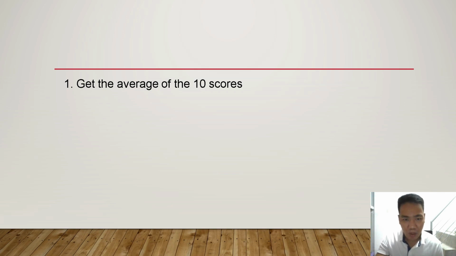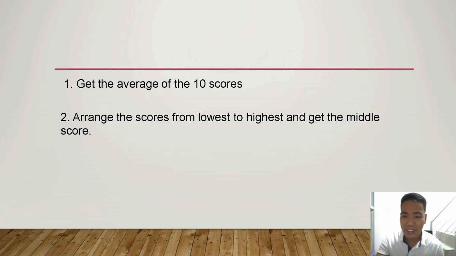After getting the average, I have here the next one. You have to arrange the scores from lowest to highest and get the middle score. So you will arrange your 10 picked scores from lowest to highest, then get the middle score. If there are 10 students, since the number of scores that you picked is an even number, you will pick the fifth and the sixth scores in order. I will give you 30 seconds to do it. Okay, are you done?